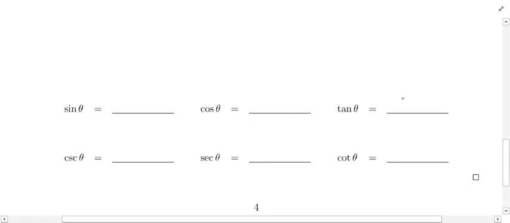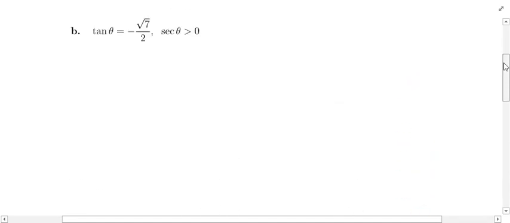Okay, I have blanks to fill in at the bottom. I'm going to go ahead and write in the fact that the tangent of theta is the square root of 7 divided by 2. We've got to get the other 5. Okay, I will work this problem both ways. I will start this one off by drawing a triangle.